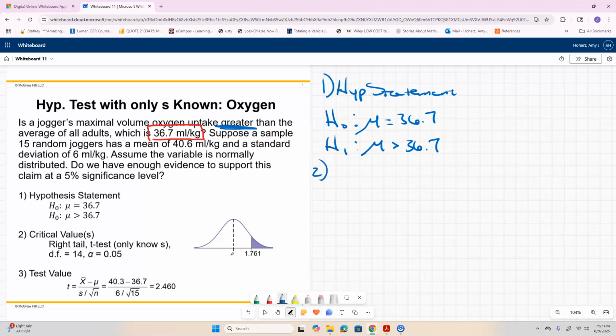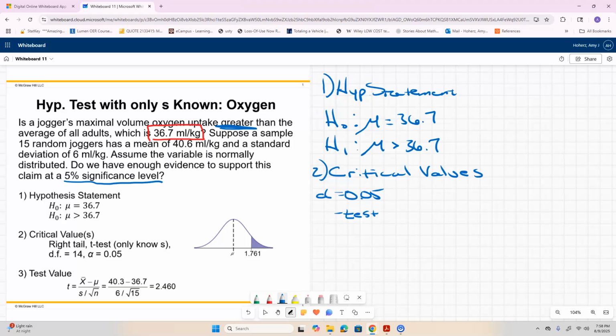Step 2, for the critical values, we need to know the alpha. So in this case, the alpha is 0.05, a 5% significance level. We need to know whether it's a t-test or a z-test. We know we're doing mean, but is it a z-test or a t-test?